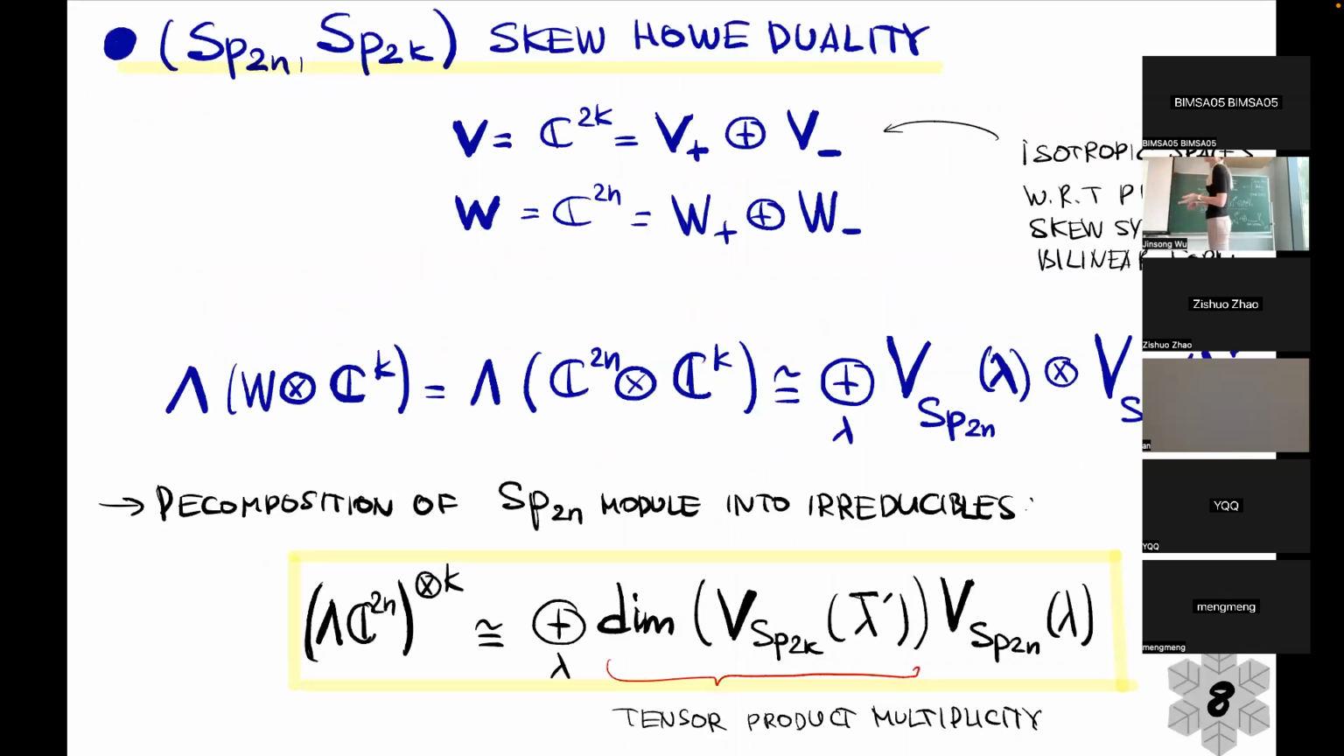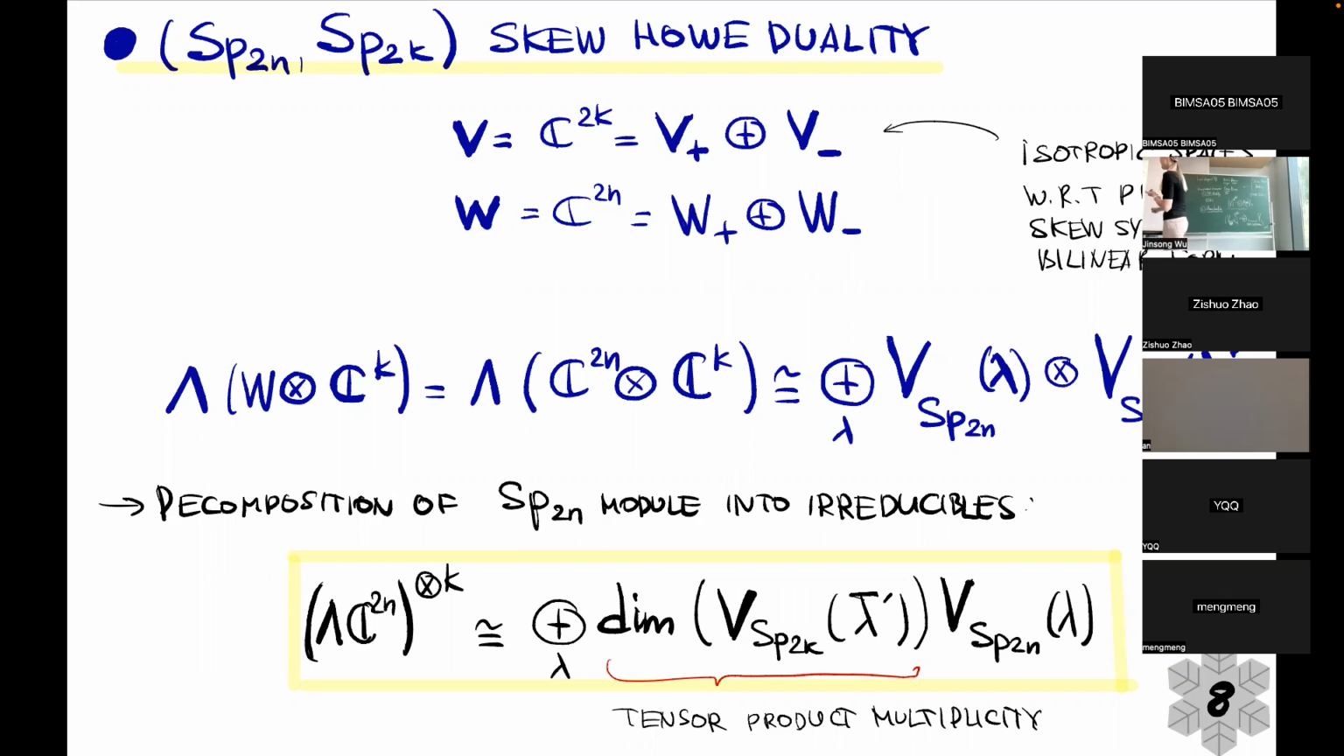Okay. So again, now we have all the rights to use the Howe duality for the other pairs of groups, and to see what formulas for the tensor power decomposition it gives us. If we use the SP2N and SO2K skew Howe duality, we can consider again the standard modules. In that case, they are even dimensional, so they could be described as a sum of isotropic subspaces with respect to the preserved symmetric bilinear form. And here we have the statement of this skew Howe duality. In that case, we will have the exterior algebra of the tensor product of one of those spaces with C^K.